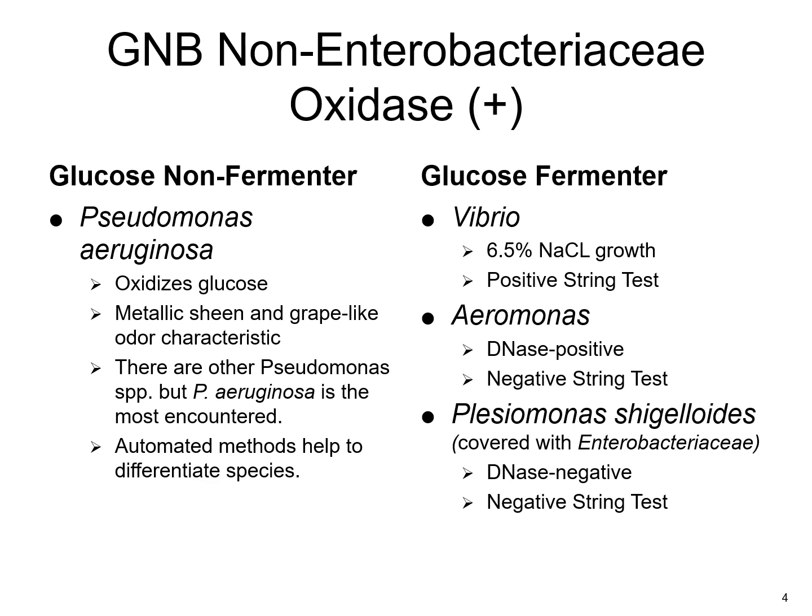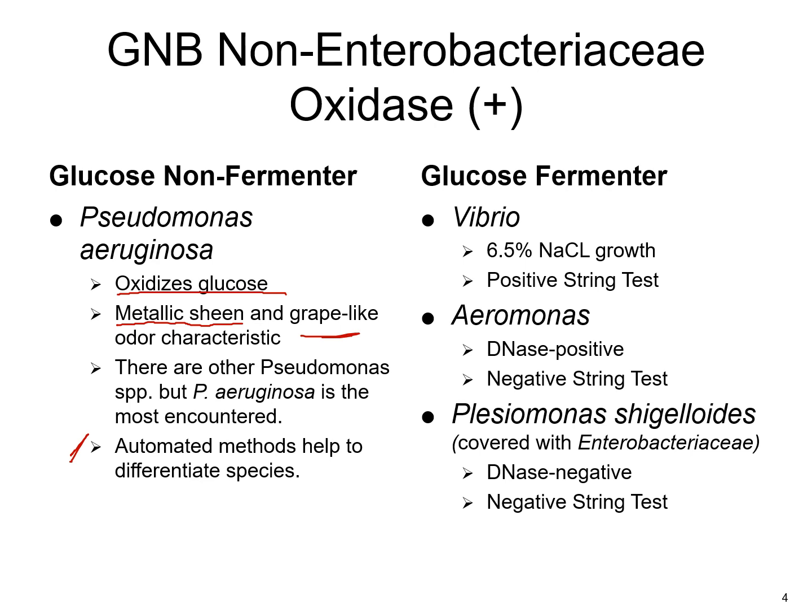So a Pseudomonas will actually oxidize glucose, not ferment it. Our Pseudomonas also has a lot of distinctive characteristics, like the metallic sheen that it presents on the agar plate, as well as a grape-like odor. There are other Pseudomonas species encountered within the clinical setting, but the most often encountered is Pseudomonas aeruginosa. In order to differentiate between Pseudomonas aeruginosa and other Pseudomonas species, automation would be used to do that testing.